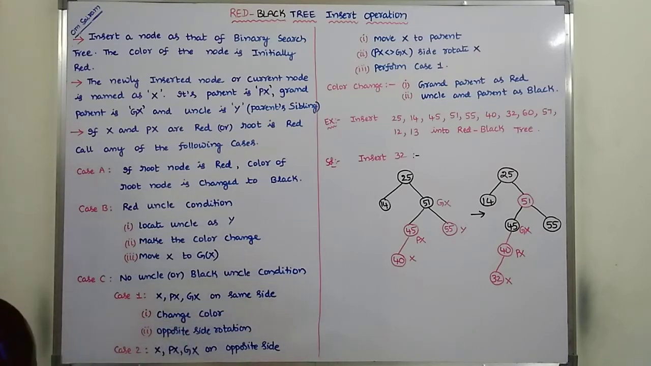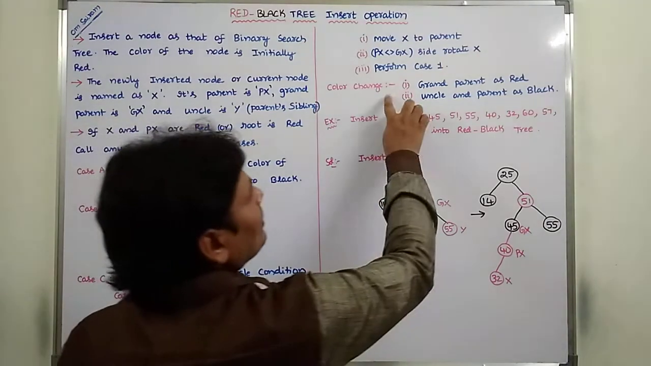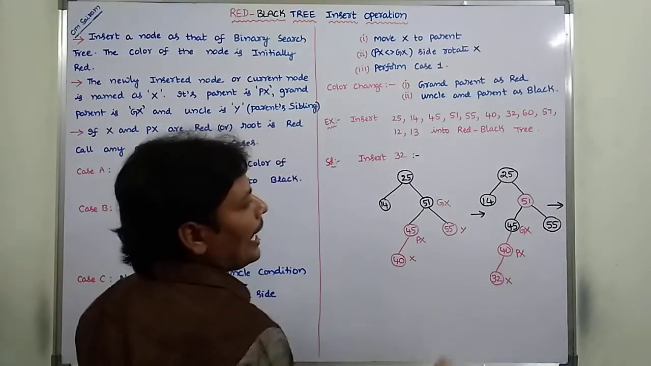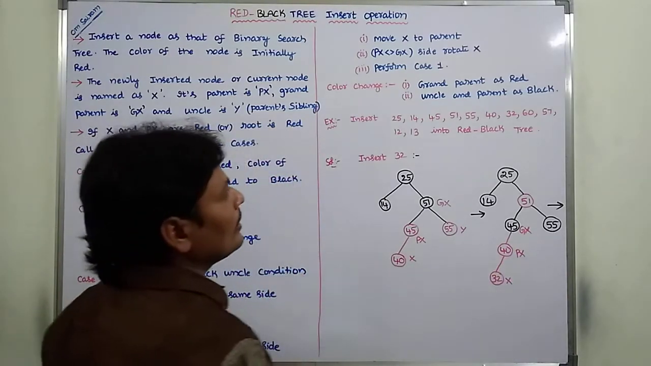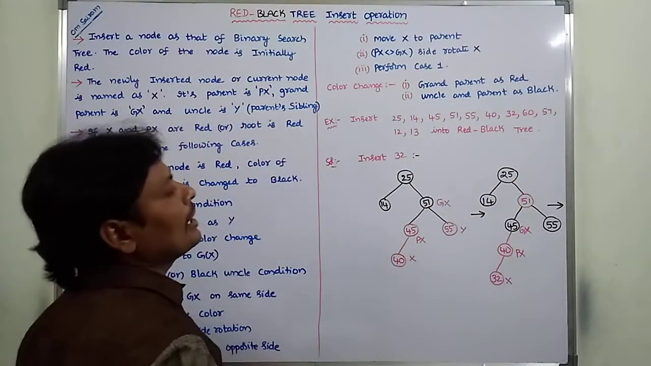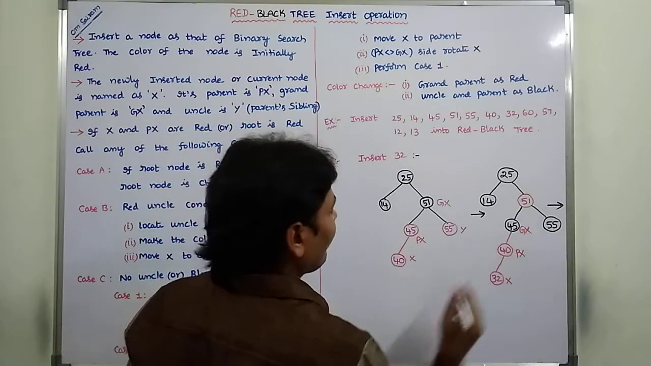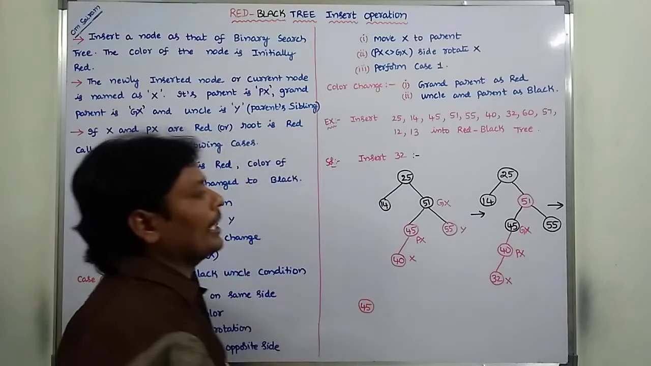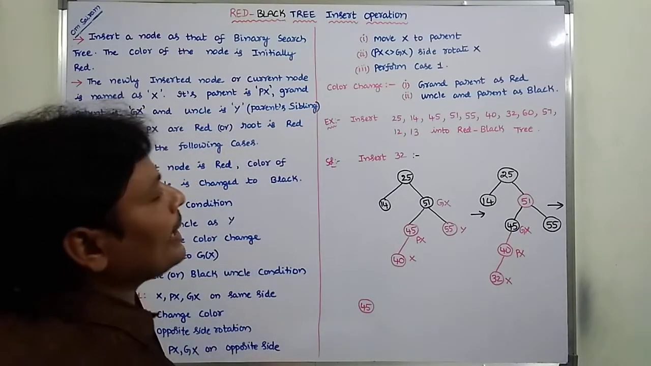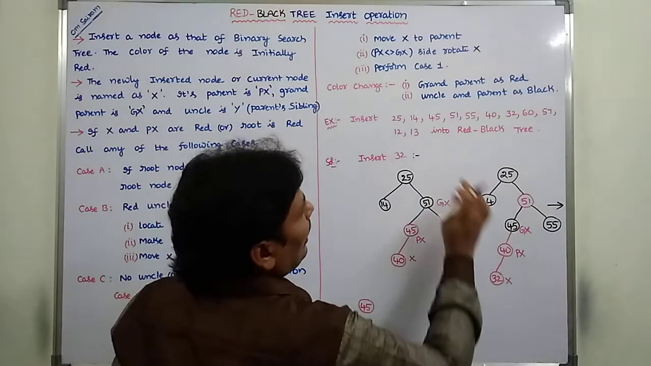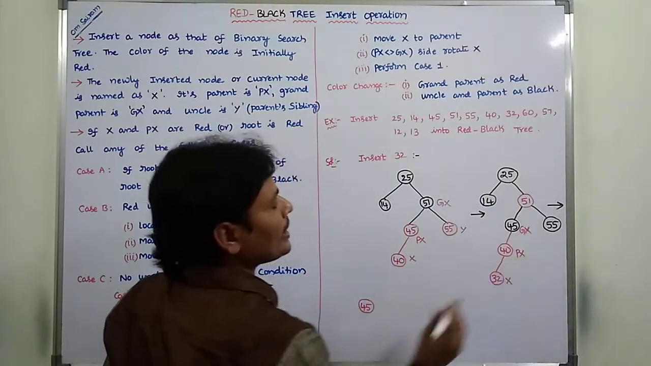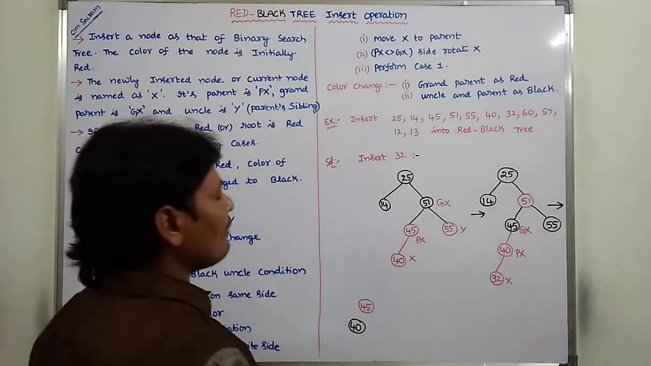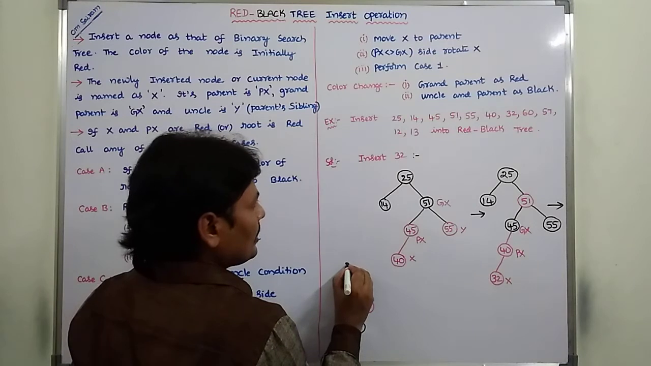First one is change color. Change color means grandparent as red, and uncle and parent as black. Here the grandparent is 45, so 45 is red. Next, uncle and parent as black. The uncle is not there. The parent, that is 40, is black. Next, the remaining nodes do not change.